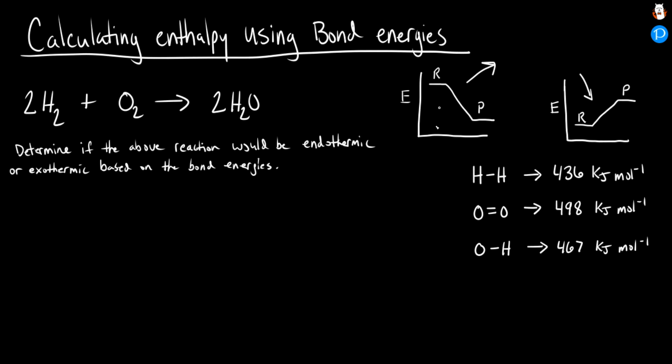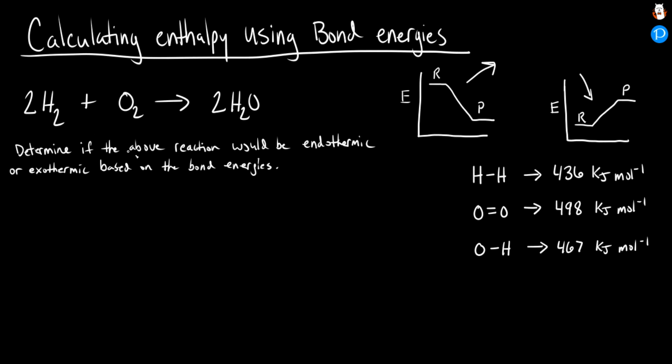Where does that come from? Well, it comes from these bond energies here. Essentially, if it takes more energy to break these bonds than the energy you're going to get when these bonds are formed, then it's going to be endothermic. But if the reverse is true, if you release more energy here than the energy you need to break the bonds, then it's going to be exothermic.